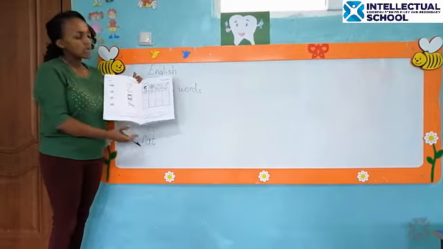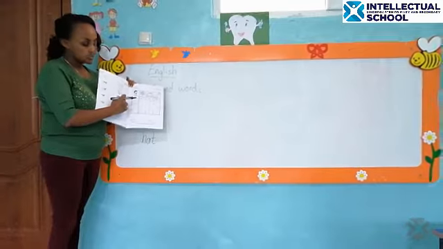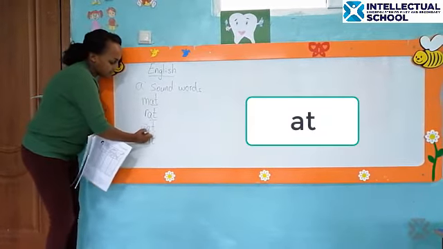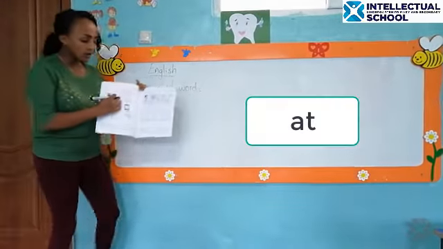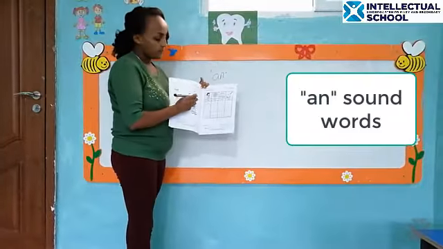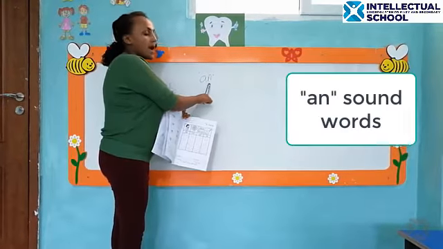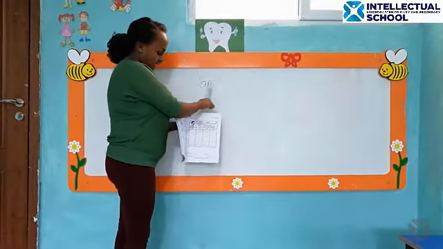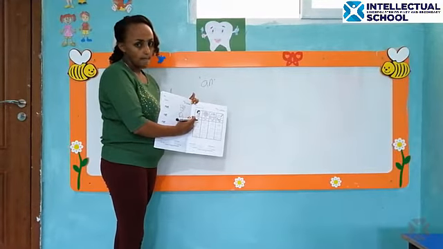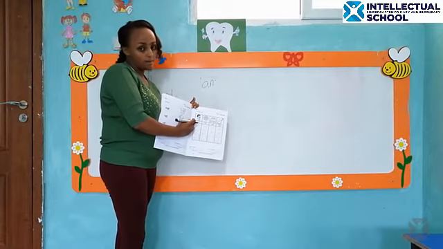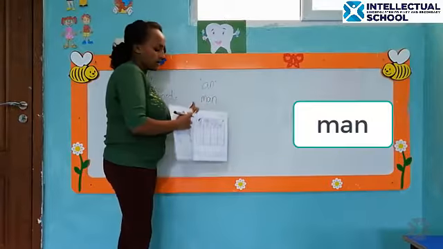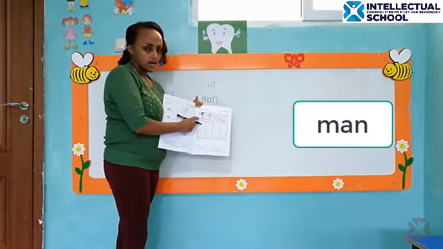Good. Now let's go to the next words. This one is at, at, at, at. Now we are going to sing n sound words, okay? Say after me. An. Okay, look at the first picture. What do you think is the first picture? I hope you have said man. Man. What is this? Man.